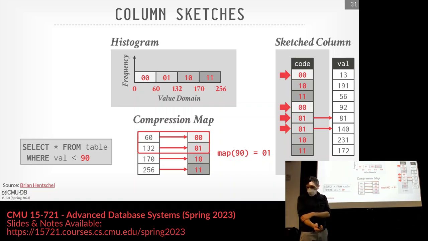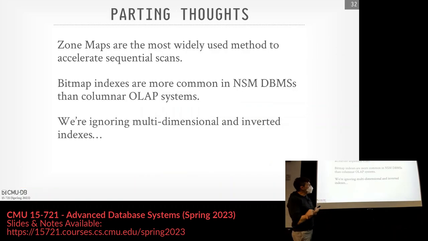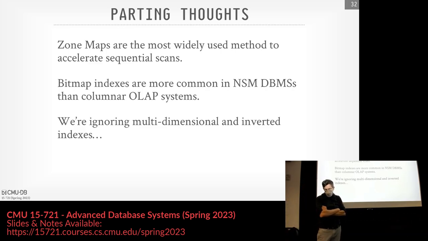All right, cool. And on time. All right, so zone maps, as I said, are the most widely used method to accelerate sequential scans. It's pretty much what everyone will give you. I think Parquet, I know about ORC. This is the only thing Parquet has.